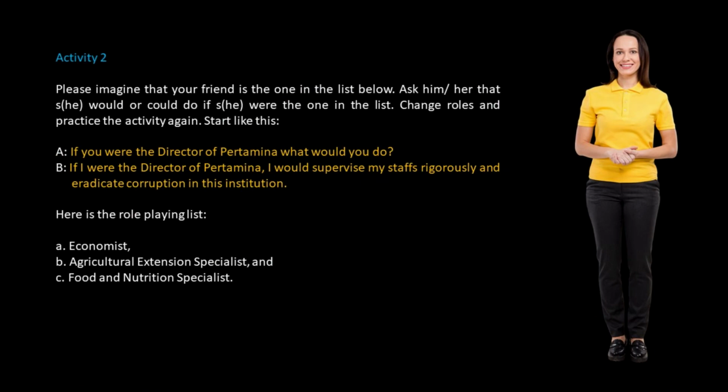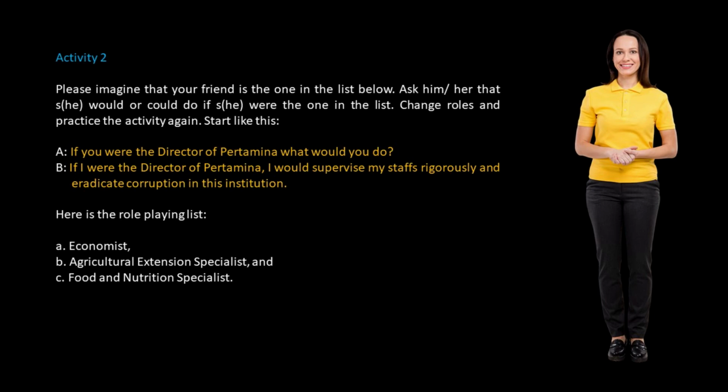Activity 2. Please imagine that your friend is the one in the list below. Ask him or her what she or he would or could do if she or he were the one in the list. Change roles and practice the activity again. Start like this. A. If you were the director of Pertamina, what would you do? B. If I were the director of Pertamina, I would supervise my staffs rigorously and eradicate corruption in this institution.